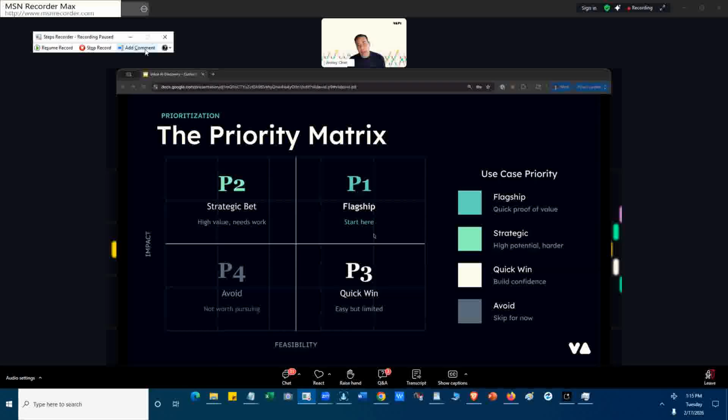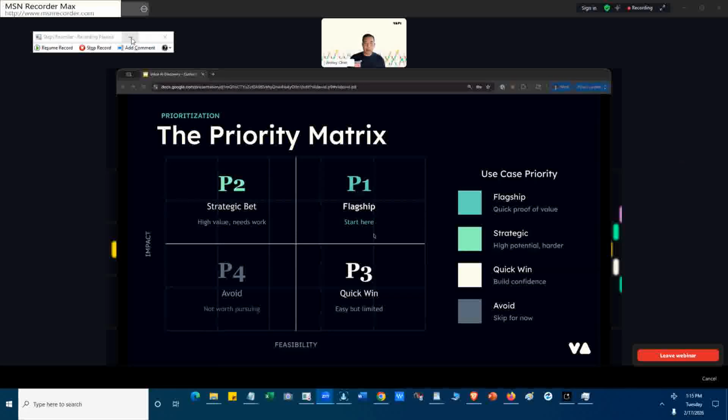The second, P2, are what we call strategic bets. These are high impact but lower feasibility. And these are valuable, but they're a little harder to get. And so you tackle them after you've proved that you can do P1.